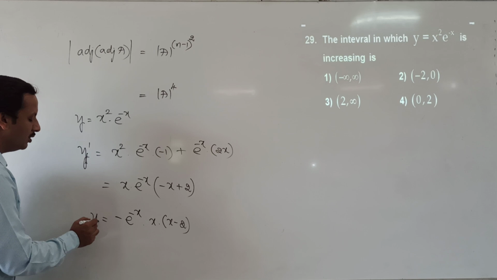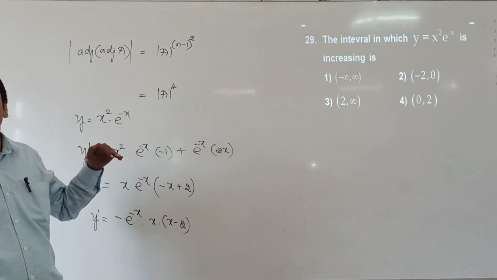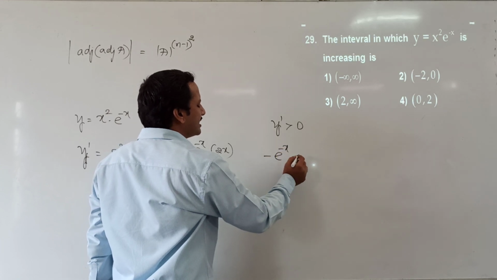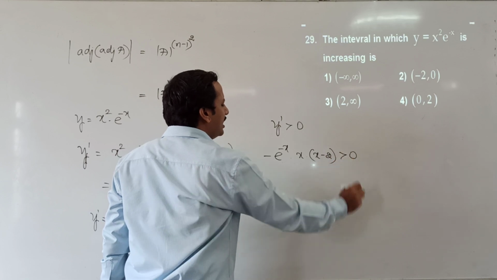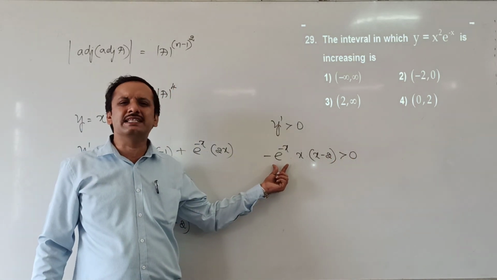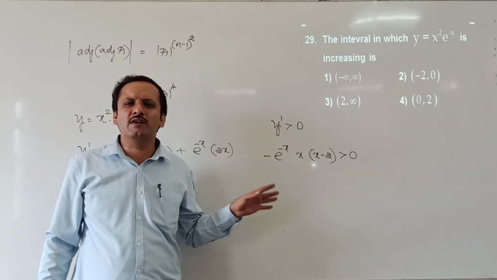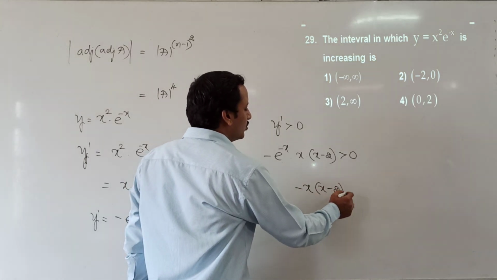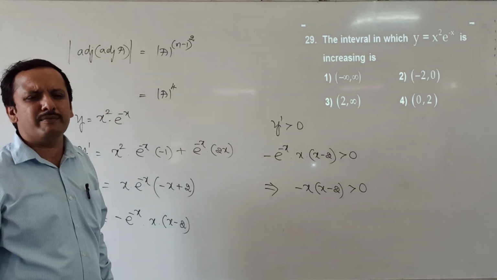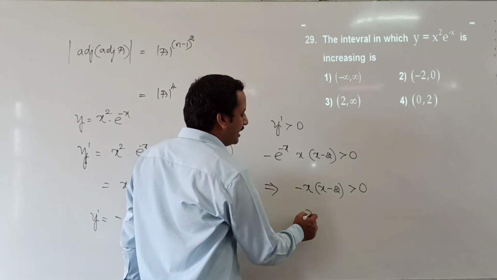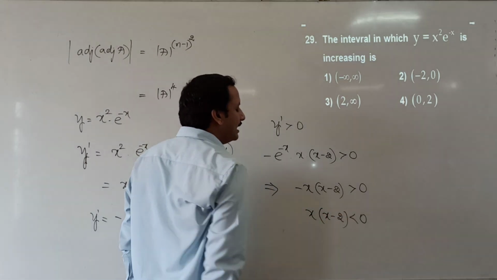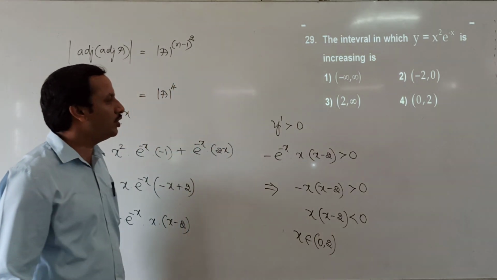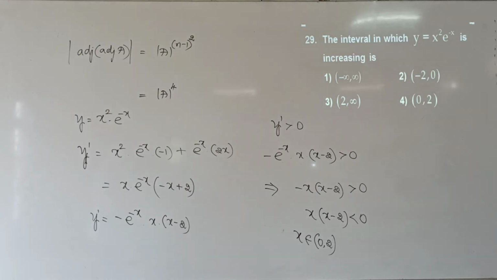y dash must be positive. Given that this function is increasing, we want to find an interval where this function is increasing. Increasing means y dash should be greater than 0. So minus x e power minus x into (x minus 2) should be greater than 0. Look at e power minus x, whatever may be the value of x, e power minus x is always positive. Now it purely depends on x and x minus 2. So minus x into (x minus 2) is greater than 0. I'll multiply this by minus sign. Whenever I multiply by a negative quantity, the inequality gets reversed. So x into (x minus 2) should be less than 0. x into (x minus 2) is negative, means x belongs to the open interval 0 to 2, which is the fourth option.